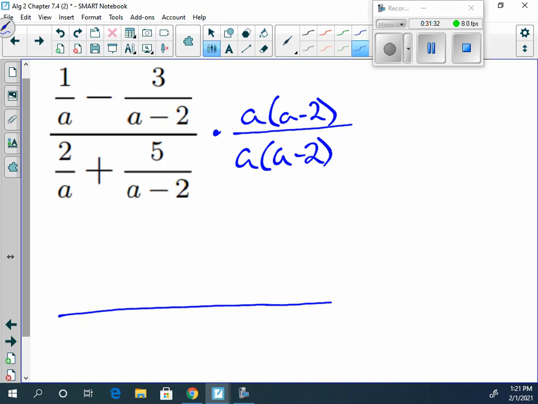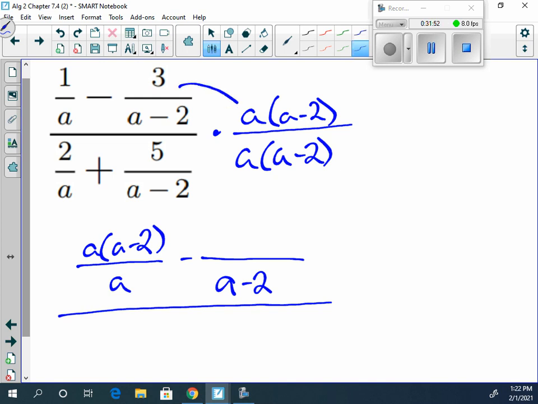Now we can multiply through. So this here is going to multiply by each of the numerators. So we'll have A times A minus 1, A minus 2 times 1, which will just be A times A minus 2. Now we're going to do 3 times A minus 2, which will be 3A times A minus 2. And that takes care of the numerator. We've multiplied it by both of those.